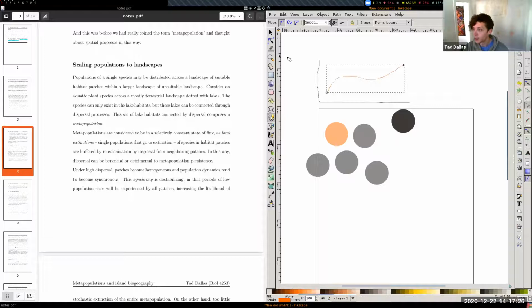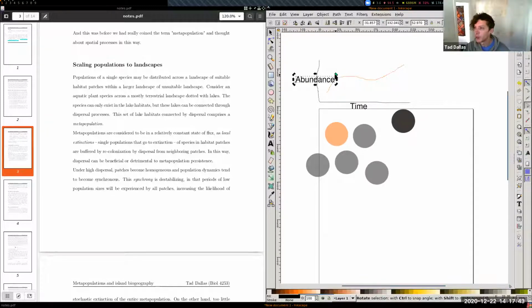I'm getting there, guys. All right, it goes like that. Let's go ahead and label our axes as well while we're at it. We have time here, and then we have abundance on the y-axis.